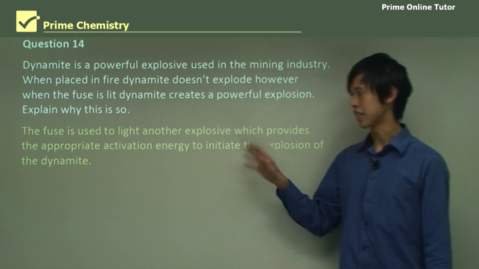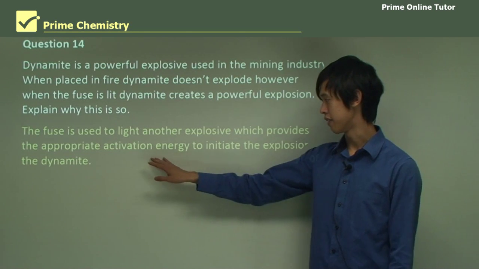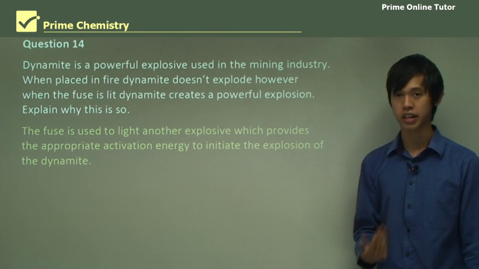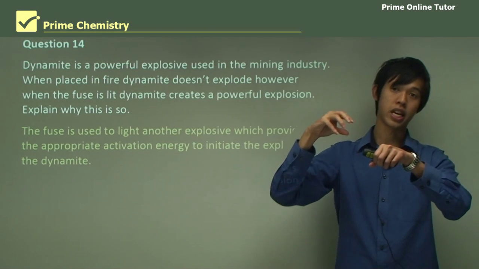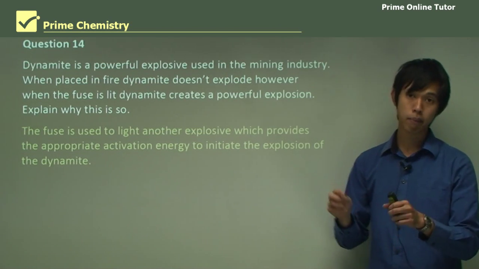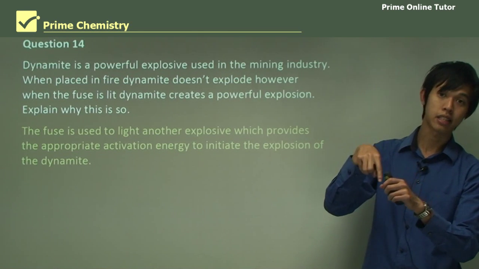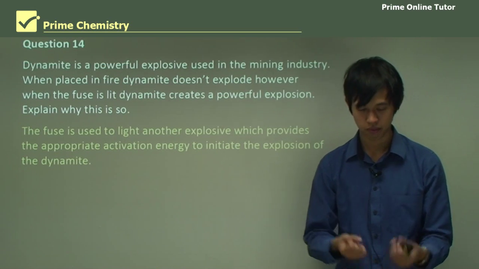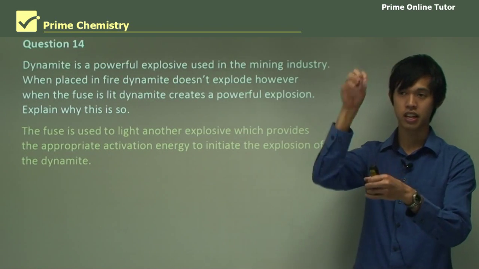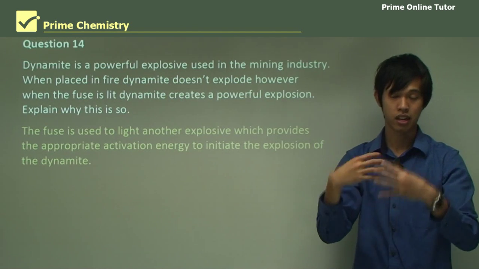However, the fuse is actually used to ignite another explosive, which provides the appropriate activation energy to initiate the explosion of dynamite. So your dynamite has another explosive connected to one end, which is called a blasting cap. When you light the fuse, it ignites the blasting cap, which then ignites the dynamite. So you've got another explosive causing the main explosive, the dynamite, to explode.